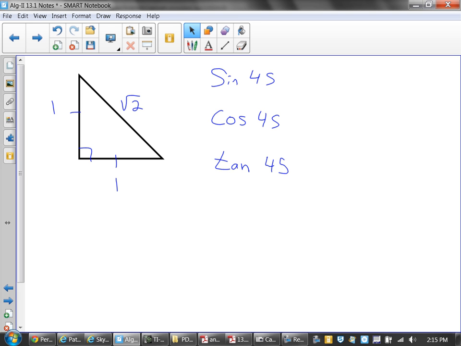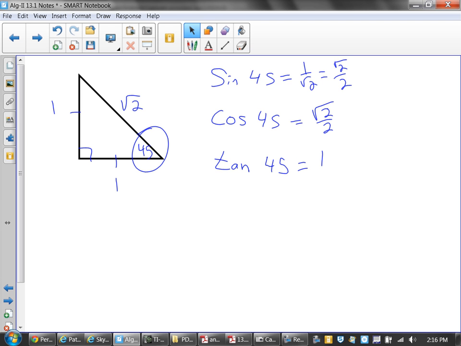So if I'm at my 45, and I want to know what my sine is, what's the sine of 45? 1 over root 2, otherwise known as, rationalize it. What do you get? Root 2 over 2, good. What's the cosine? Root 2 over 2. Same thing, isn't it? What's the tangent then? 1, good.